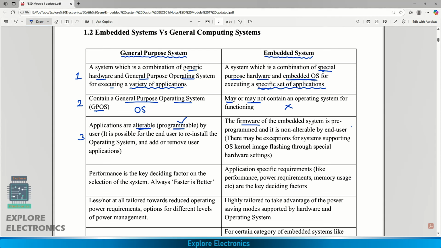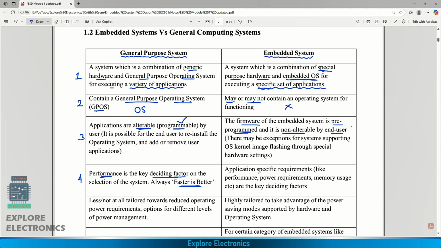You can see here the firmware of the embedded system is pre-programmed, meaning once we program it, it is not alterable. It is not able to be altered again once it goes to the user end system. And the fourth difference is that performance is the key deciding factor on selection of the system. Faster is better. We will be choosing the processors which are very fast in operation, right? That's why, for a general purpose system, we will be deciding depending on how fast the system is, how good the performance is.